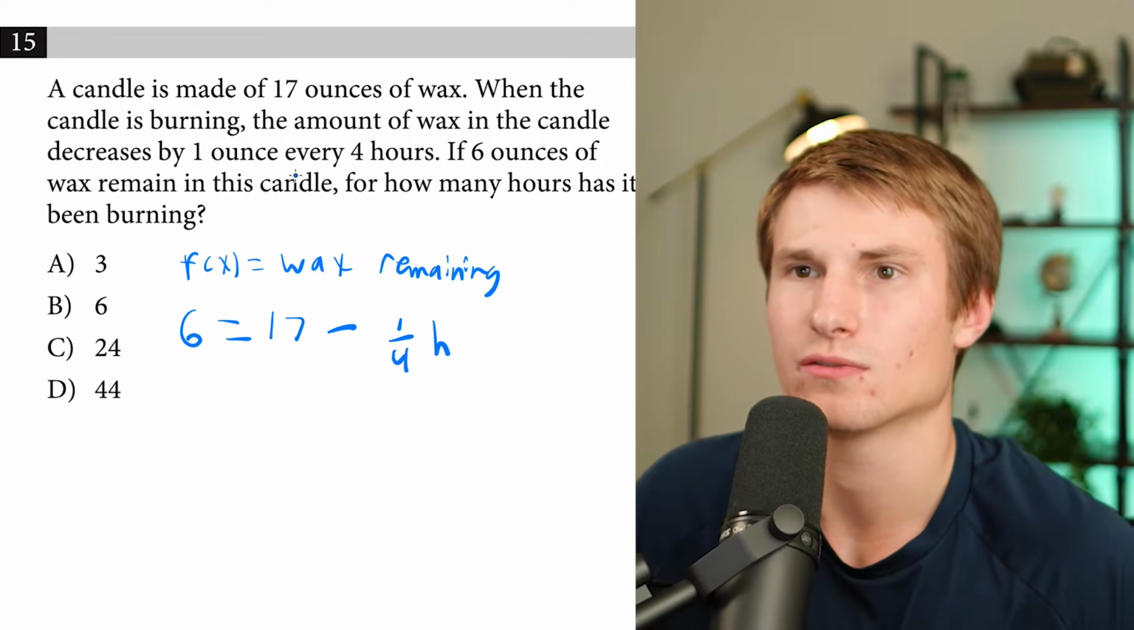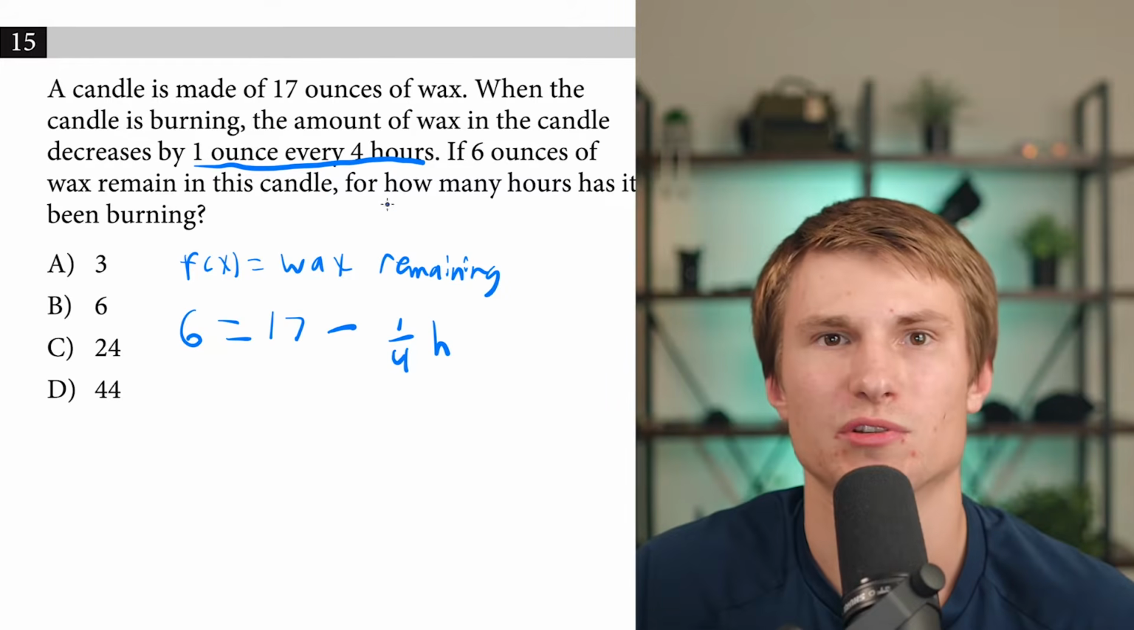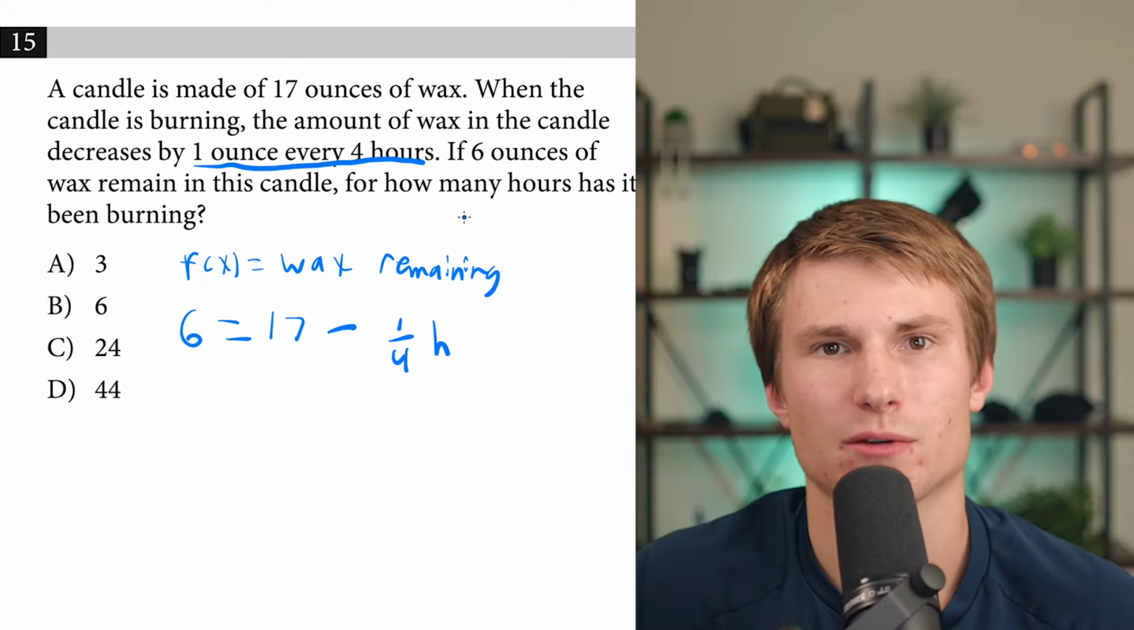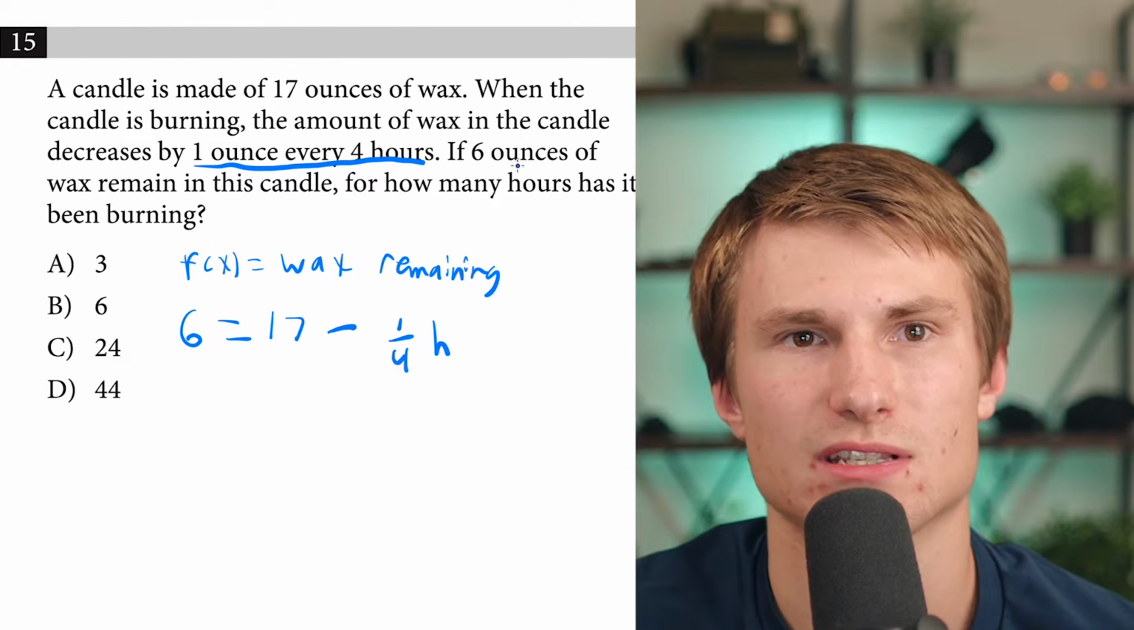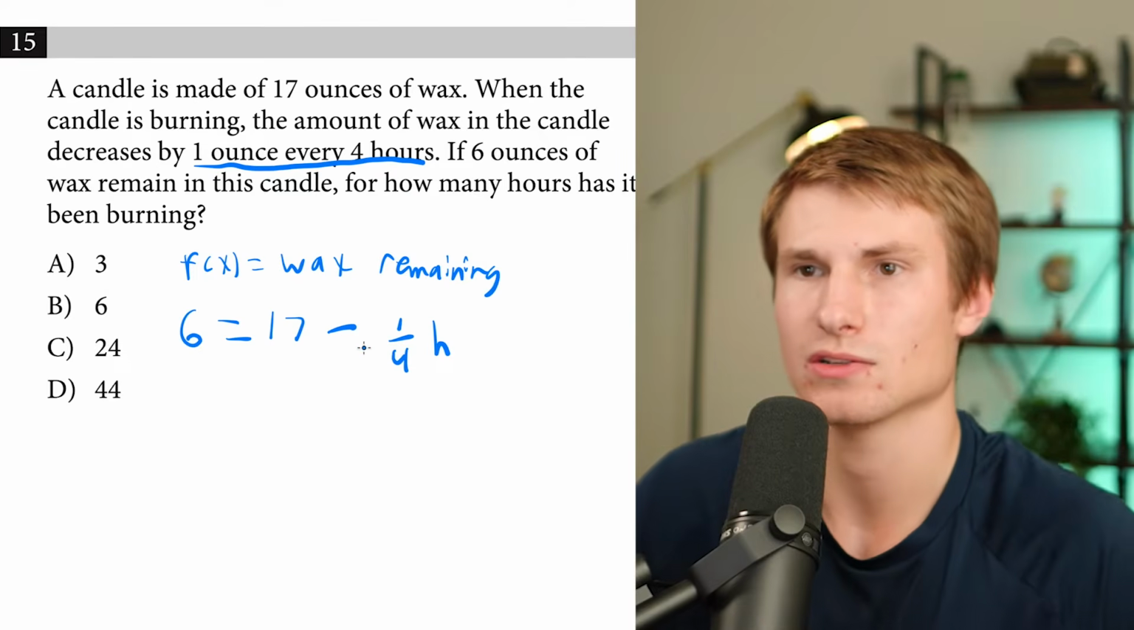Okay, because if we were to convert this decreasing 1 ounce every 4 hours into how much we're losing every hour, it would be 1 over 4. Okay, so from here we want to know for how many hours it has been burning if 6 ounces of wax remain in this candle. Okay, so let's go ahead and start solving this.